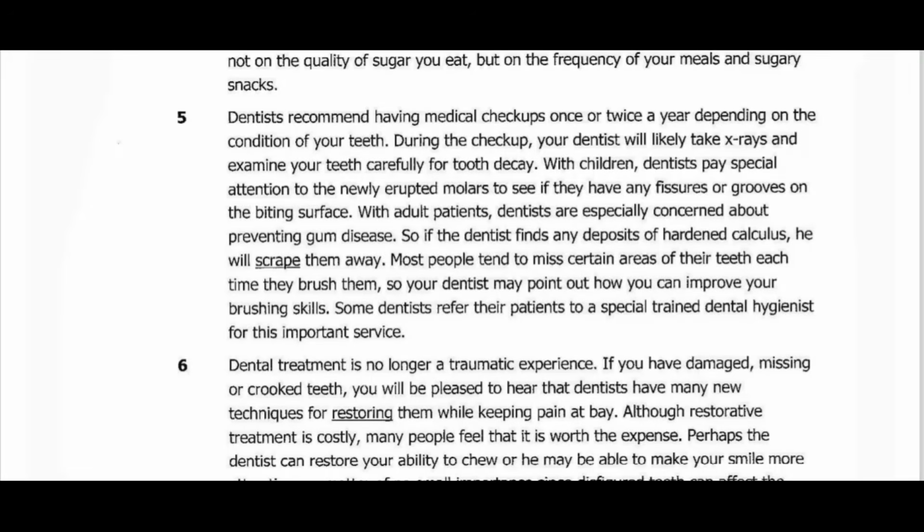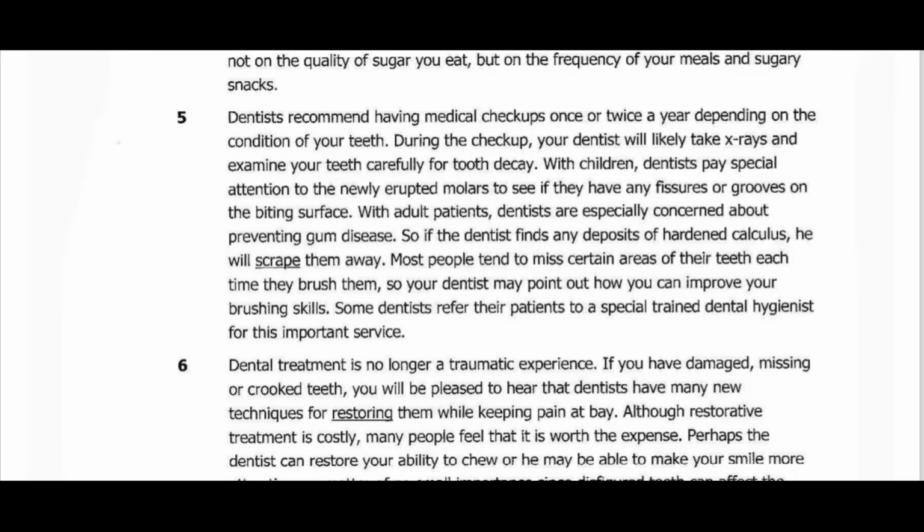Dentists recommend having medical checkups once or twice a year, depending on the condition of your teeth. During the checkup, your dentist will likely take x-rays and examine your teeth carefully for tooth decay. With children, dentists pay special attention to the newly erupted molars to see if they have any fissures or grooves on the biting surface. With adult patients, dentists are especially concerned about preventing gum disease.